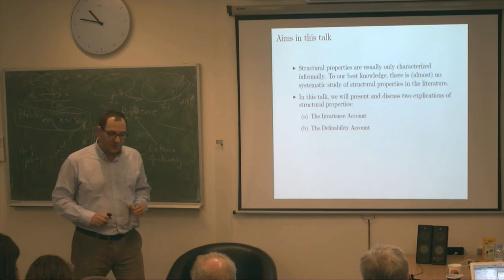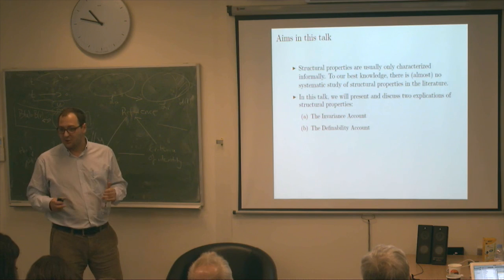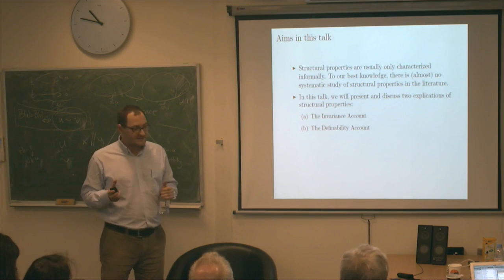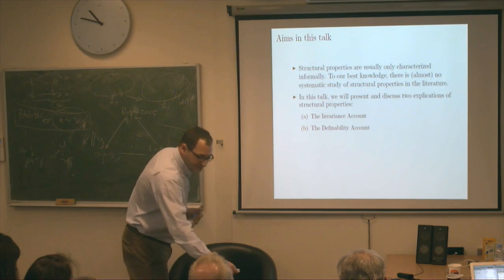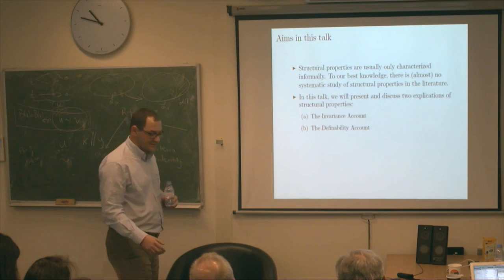Okay, so much for background motivation. The point Johannes and I want to make in the paper is to make this notion a bit more precise. So structural properties are usually only characterized, or often only characterized informally in the literature. There exists some, but not a lot of systematic work on how they should be understood. And the aim here will be to suggest two explications of the notion. And we dub them, in the paper, the invariance account and the definability account of structural properties.